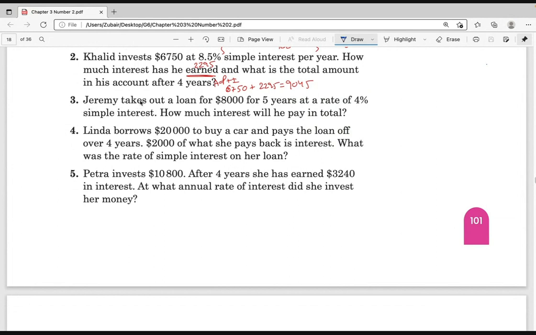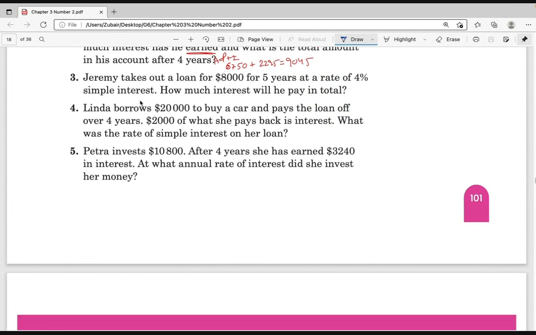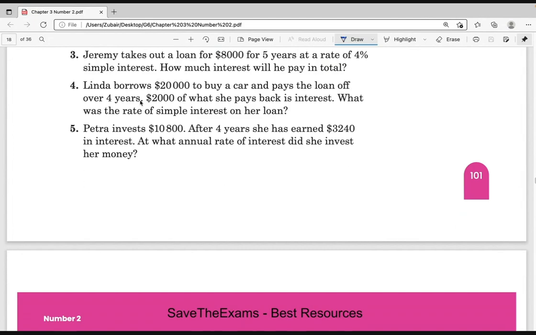Number 3. Jeremy takes out a loan for $8,000 for 5 years at a rate of 4% simple interest. How much interest will he pay in total? I equals PRT over 100. Sorry? Nothing, sir.